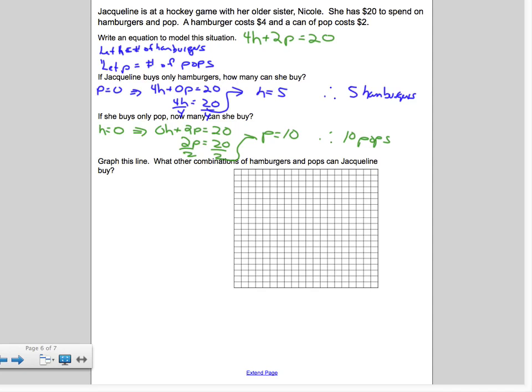You can argue for either case, right? The number of pops I buy affects the number of hamburgers I can buy. If I buy 5 pops, doesn't that affect the number of hamburgers I can buy? Well, you can also think of it the other way, right? The number of hamburgers I buy affects the number of pops. So in this case, you can argue either way. Just put one across the x-axis, one across the y.